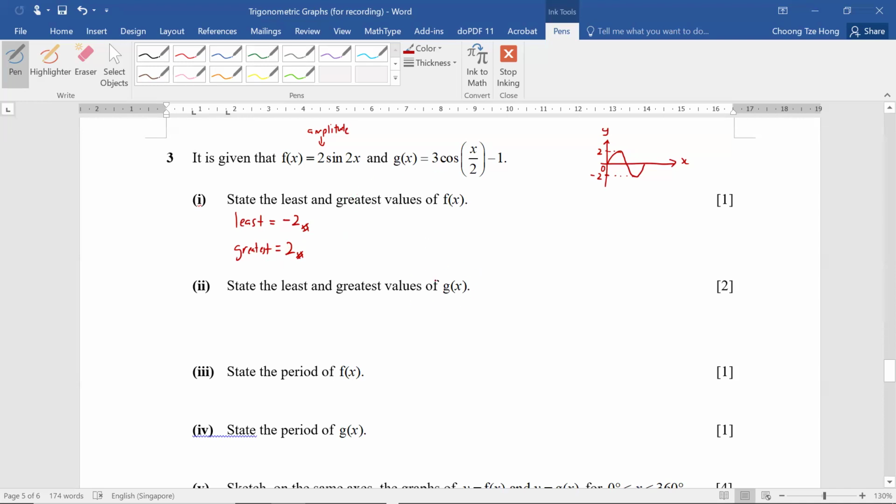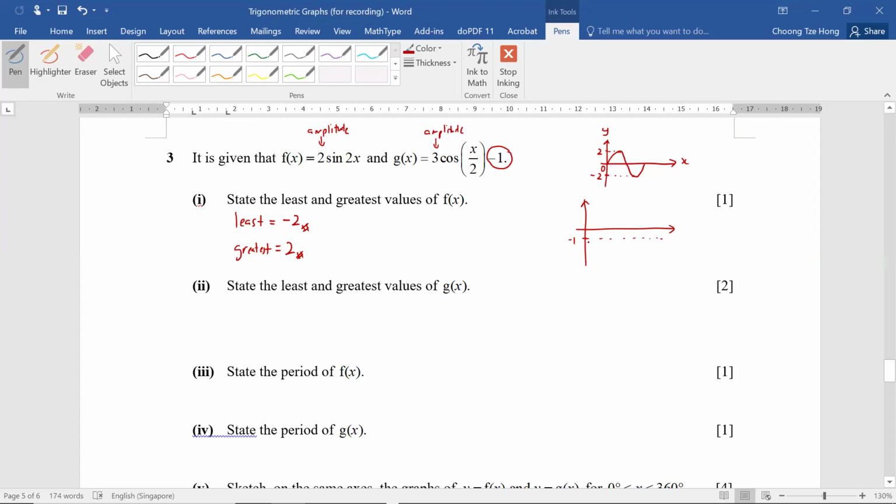Now we go on to this graph g(x). g(x) now has a vertical shift, which is negative 1. That means later on when you draw the graph, it's going to center around negative 1. So negative 1 is here. This cosine graph is going to center around negative 1, and the amplitude is now 3, so this is the amplitude.